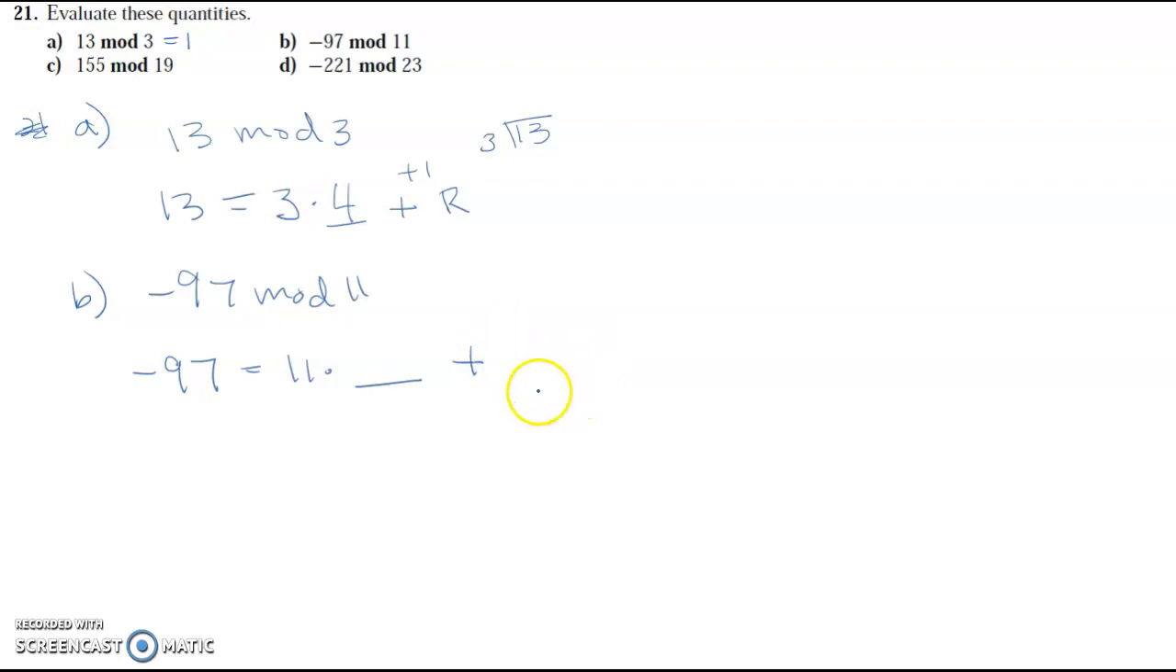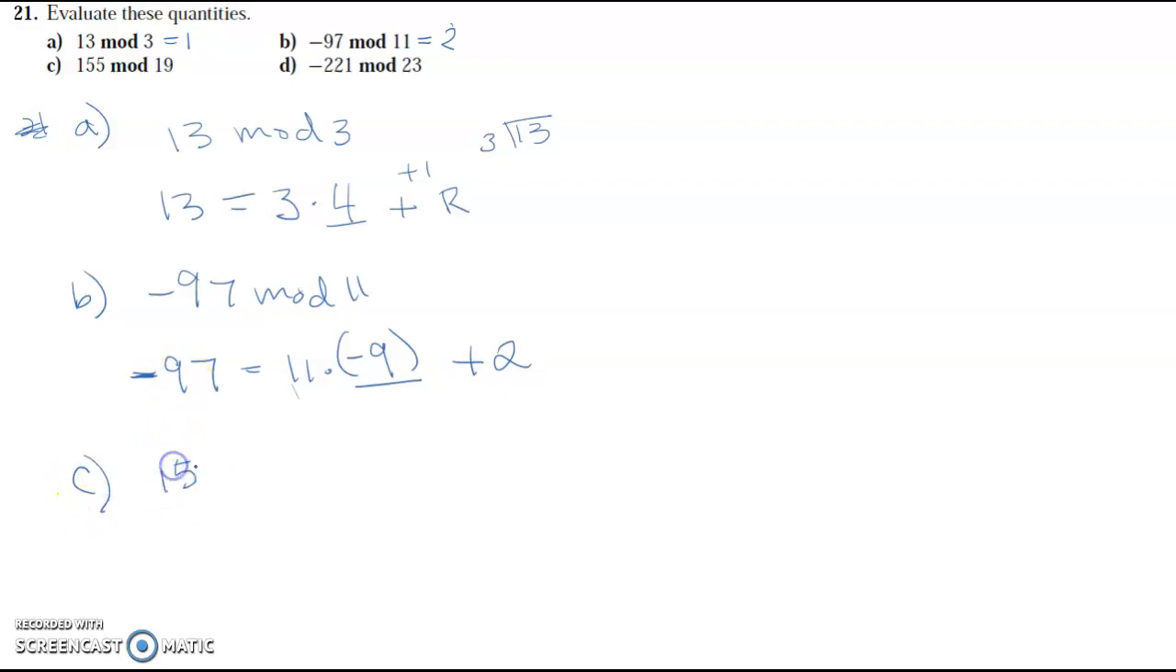Again, the remainder always has to be a positive number. So I start to think this has to be a negative number, because our answer is negative. 11 times negative 10 is negative 110. That's too big. What about negative 9? Negative 9 would give negative 99. So we would have to add 2 to make this equation work. So the remainder is positive 2, and that's the answer for B.